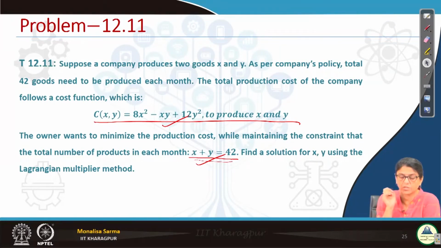This is the equality constraint, X plus Y is equal to 42. Equality constraint means we will find the Lagrangian. Once we find the Lagrangian, we differentiate the Lagrangian with respect to each input attribute. In our support vector derivation we have seen we differentiated the Lagrangian with respect to the different attributes.